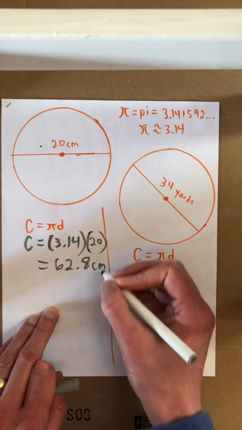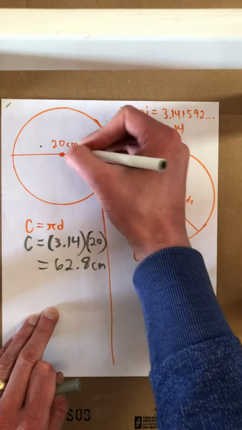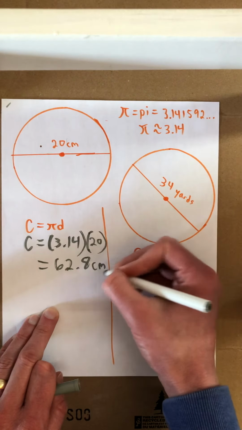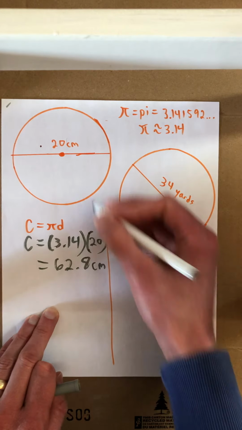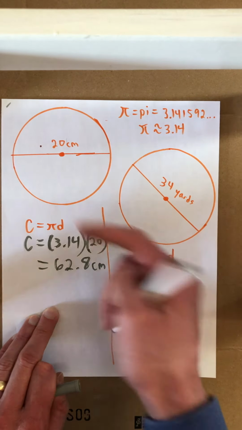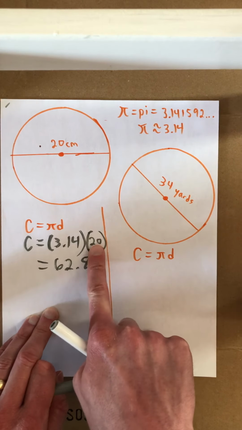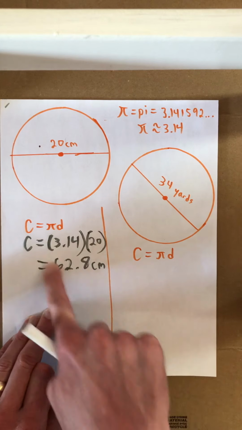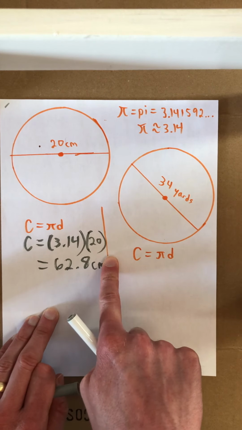centimeters. It's centimeters because that was the unit for the diameter, and I have the same kind of units when I'm finding the circumference. So because this is centimeters, then this answer is centimeters too. It's pretty straightforward. Basically, you take that diameter, which was 20, and multiply it by pi, which is 3.14, and that gives the answer. When you're allowed to use a calculator, you can just punch it in that way.